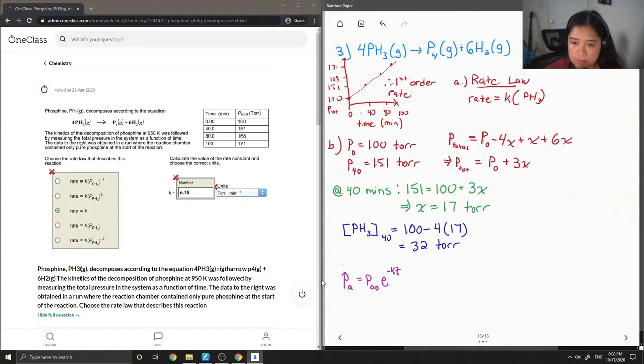Okay, so this is the kinetics equation that you would get since we want to calculate K, which is our rate constant. And now I can just sub in all the values that I found. So for the pressure of the phosphine at 40 minutes, it was 32. The pressure initially was 100. e to the negative 40K. So this is the 40-minute mark and then K. And now I'm just going to solve for the rate constant.